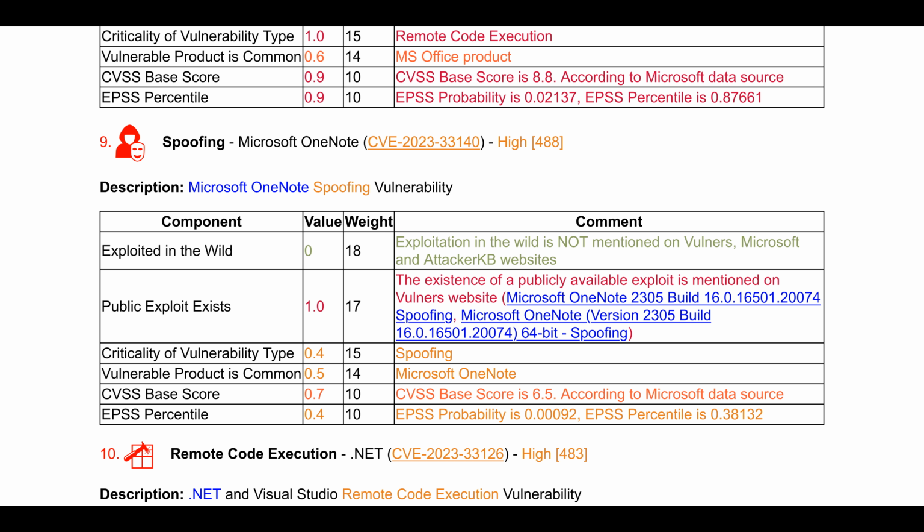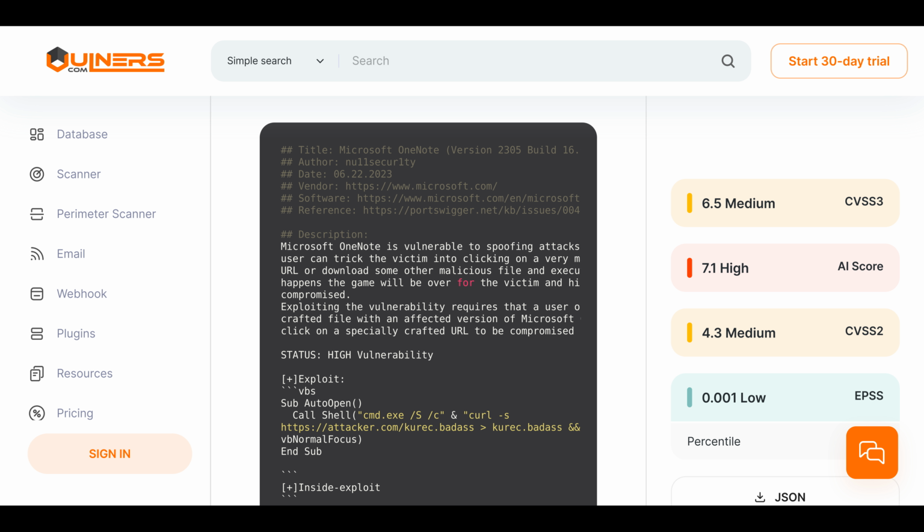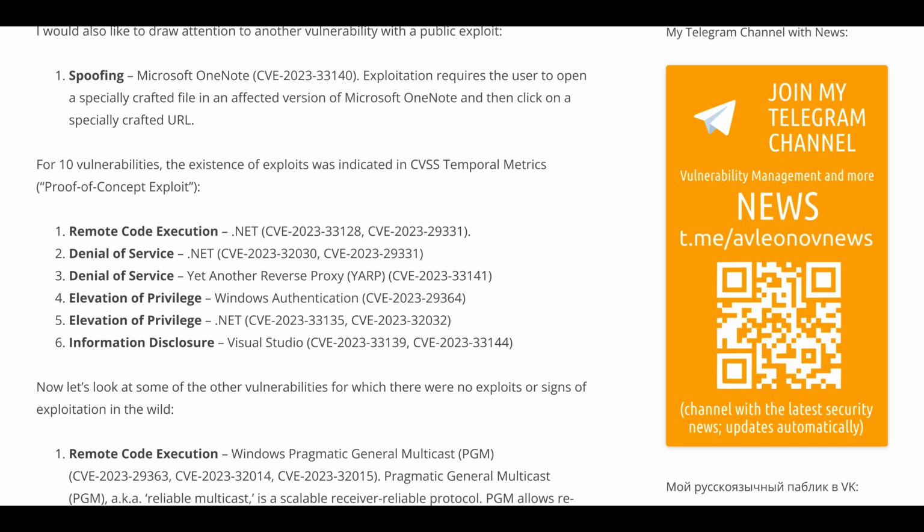I would also like to draw attention to another vulnerability with a public exploit. Spoofing in Microsoft OneNote, CVE-2023-33140. Exploitation requires the user to open a specially crafted file in an affected version of Microsoft OneNote and then click on a specially crafted URL. For 10 vulnerabilities, the existence of exploits was indicated in CVSS Temporal metrics, proof of concept exploit.